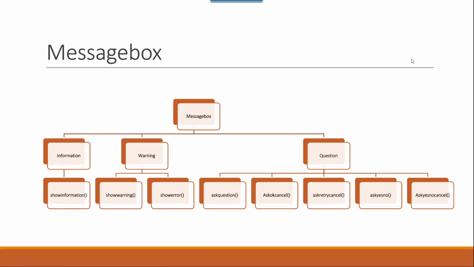Our next display widget is message box. So message box is further divided into three types. The message could be an information, a warning or a question. Python Tkinter provides the showinfo function in order to display the information. For warning we have two functions, showwarning and showerror. For question we have a total of five functions. First is askquestion, askokcancel, askretrycancel, askyesno, and askyesnocancel. So we will see all of these in detail.